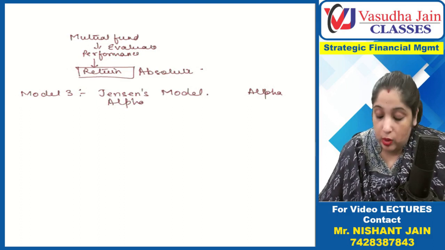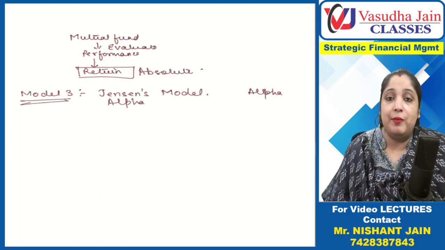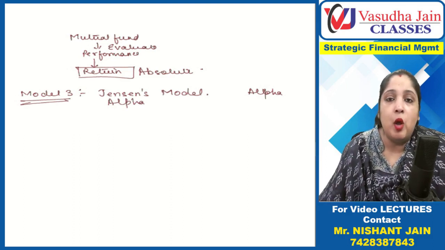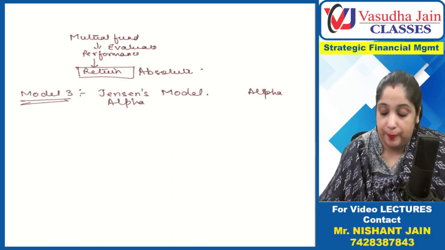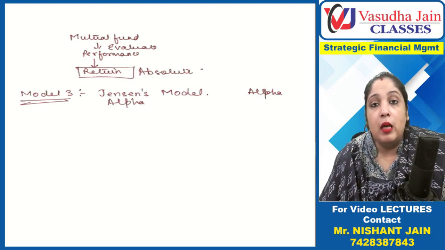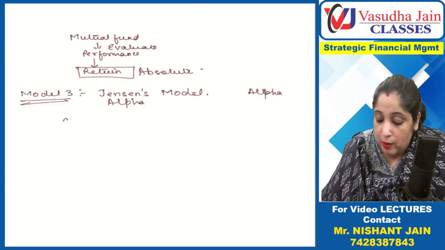Now this is model number 3. Very important, can be expected in exam. All models are very important because they are very simple. Objective questions can easily be asked from them. Now what is Jensen's model, or we can say alpha model? See, you remember the CAPM model?